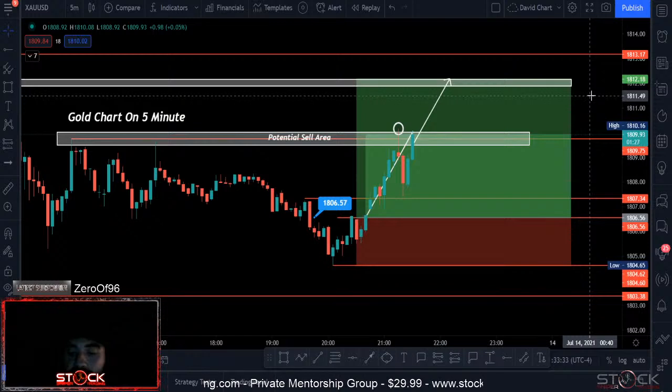All right, guys. So remember, a key area here. If it starts to really break here, it's going to break. If not, it's just going to sell off again.